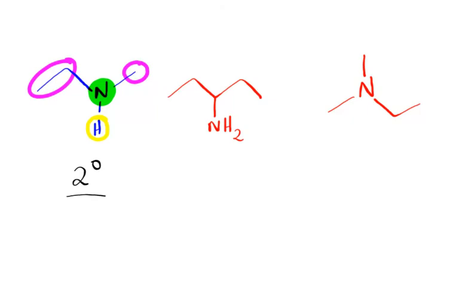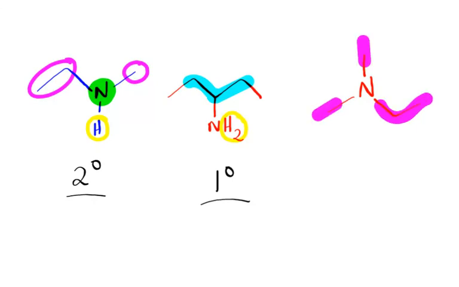Looking at the one in the middle, the nitrogen is now attached to two hydrogens and just one R group as you're looking at it, which makes this one a primary amine. And the one on the right hand side, well, we can see that there are no hydrogens attached to the nitrogen but three R groups, so this is a tertiary amine.